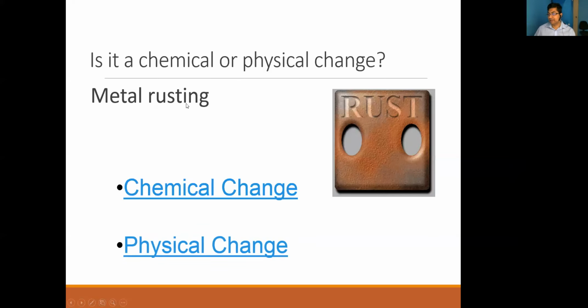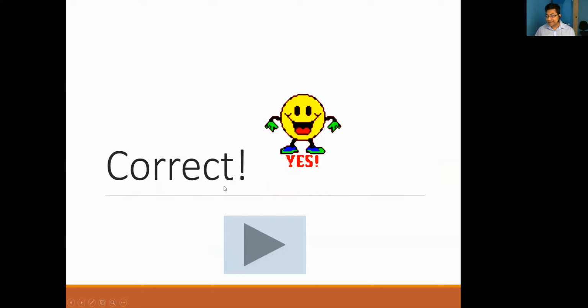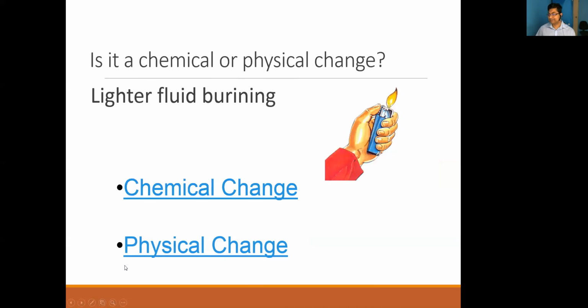Okay, next, rusting iron. You see this? If we put a car in the water for a long time, all the paint will come off, and we'll see the rust, right? So is it a chemical change or physical change? Chemical change. Chemical change? Let's see. Correct. Congratulations.